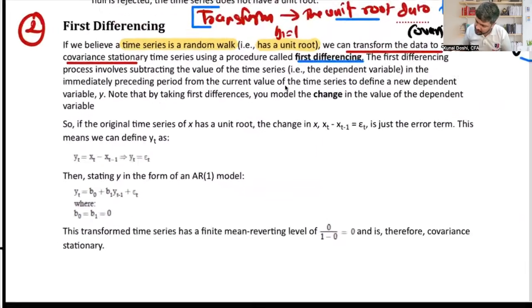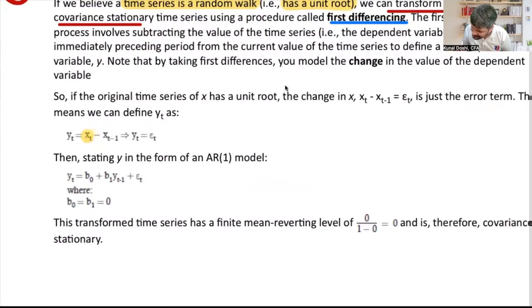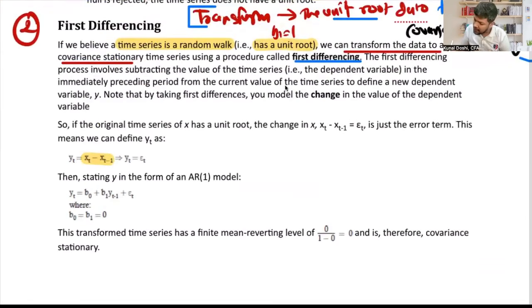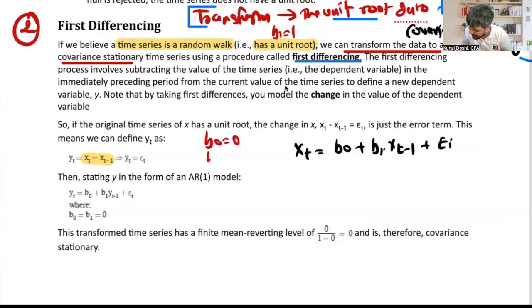What happened here, everyone in the class? That your xt minus xt minus 1. Yes. What was our normal model? See, I'll show you the derivation of it. Okay. Remember, the initial model was xt is equal to b0 plus b1 xt minus 1 plus error. Correct? This was the model. Am I correct? Now, here, considering b0 was equal to 0 and our problem was that b1 was equal to 1, right? b1 was equal to 1. That is the problem. That's why it was covariance non-stationary.